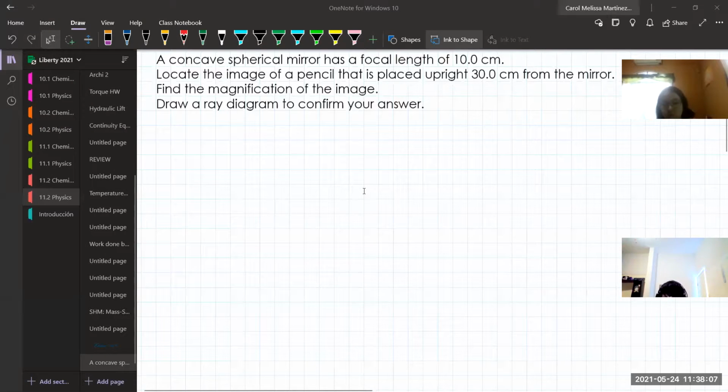The first thing that we need to do is highlight the givens. So we're going to work in the first step, that is organizing the data. Okay? This is going to be the first step.